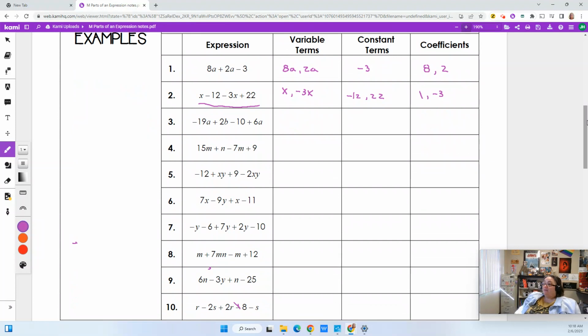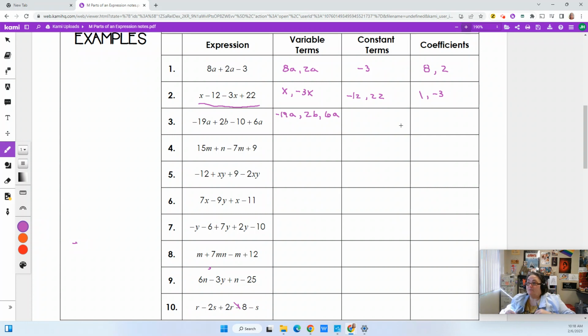So if we look at number 3, we could see whatever they are, right? We go, okay, well, we have this minus 19a. That is going to be a variable term because it's got a letter attached to it. Now I know that's an ugly minus 19a, so I'm saying it. It's minus 19a. The next one that has a letter attached to it is this 2b, so 2b would be our next variable term. And then we only have one left, and that is 6a, right? And that's all the variable terms that we have, right? There's nothing else that has a letter on it. Most of our terms in this one were variable terms.